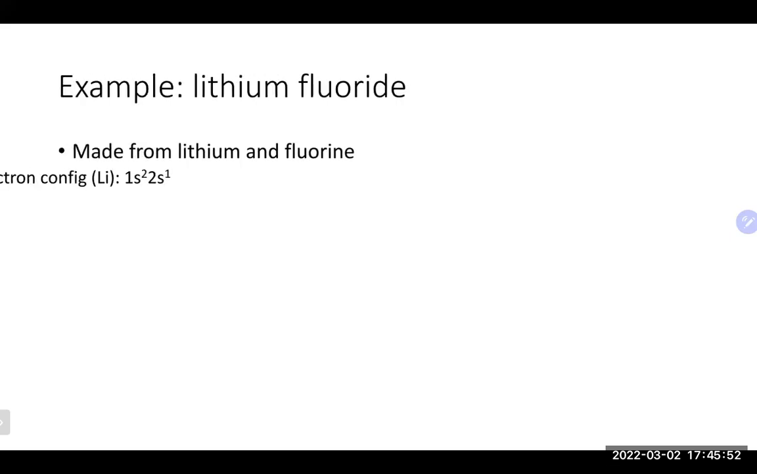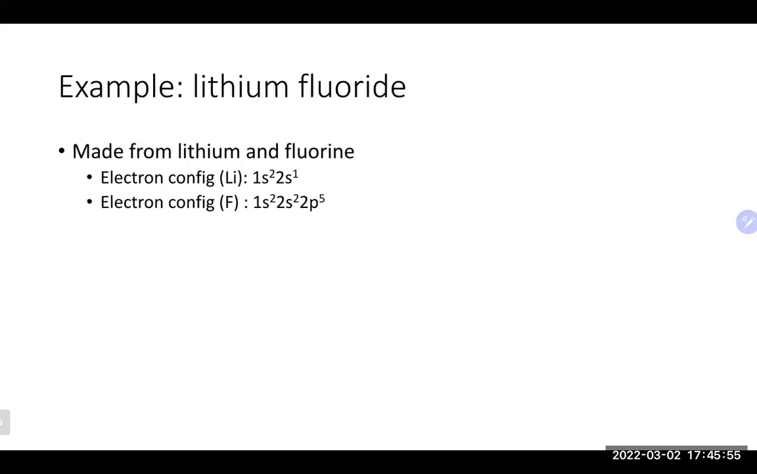So let's actually take a look at an example here of lithium fluoride. If we look at lithium, the electron configuration is 1s2, 2s1. And if we look at fluorine, the electron configuration is 1s2, 2s2, 2p5. So we have basically a metal and a nonmetal here. As soon as you see that combination of those two things, it should automatically scream to you that this is an ionic bond.